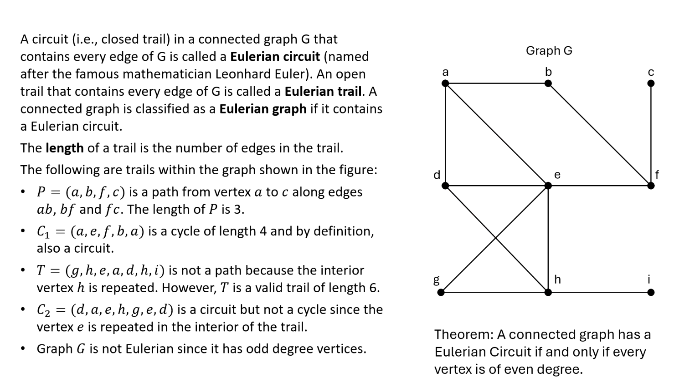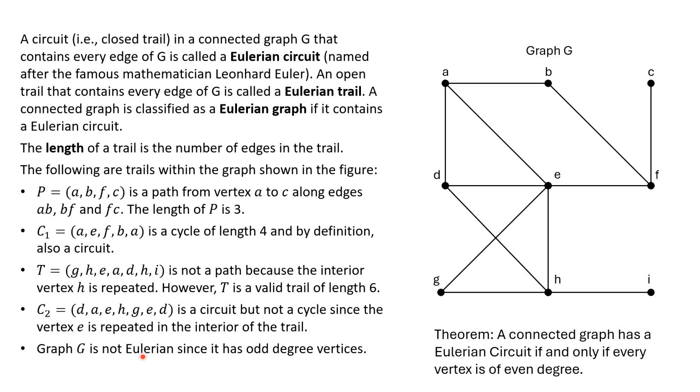Then we have D, A, E, H, G, E, D. So you can see we came back to where we started, but again we have the problem of, let me point to it here, vertex E is repeated. So it's a circuit, but it's not a cycle. Let me erase that.